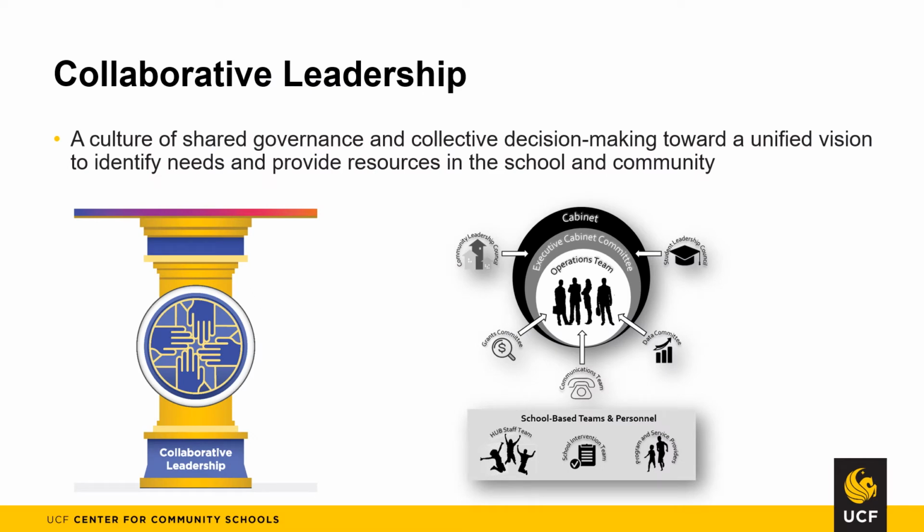The first pillar is collaborative leadership. Collaborative leadership is a culture of shared governance and collective decision-making toward a unified vision to identify needs and provide resources in the school and community. When you think about collaborative leadership, think about the phrase, "not about us, without us." Collaborative leadership ensures that all of the people that are going to be impacted by the decisions of the community partnership school are involved in the decision-making process.